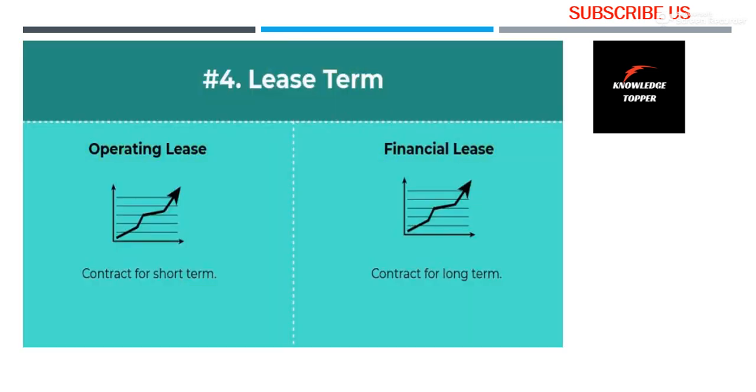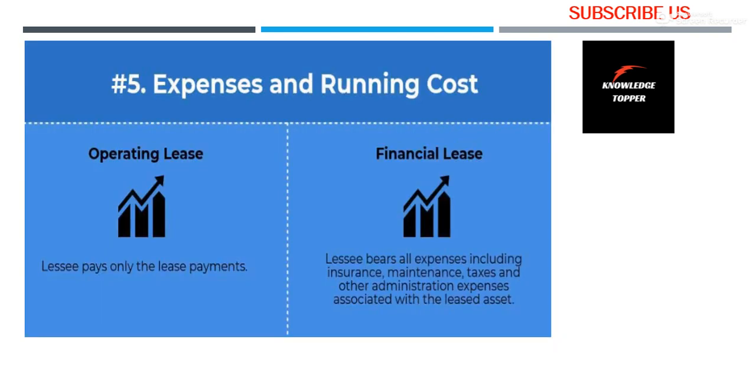Now, from the perspective of lease term, in operating lease, contracts are usually for short term. In financial lease, contracts are usually for long term. Our fifth basis for comparison is expenses and running cost. In operating lease, the lessee pays only the lease payments. In financial lease, the lessee bears all expenses including insurance, maintenance, taxes and other administration expenses associated with the particular leased asset.